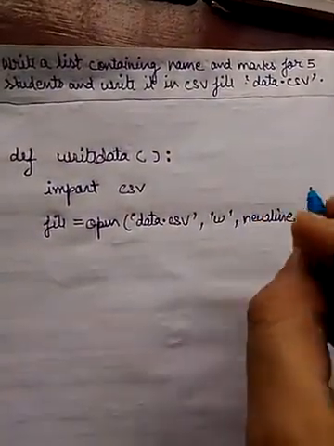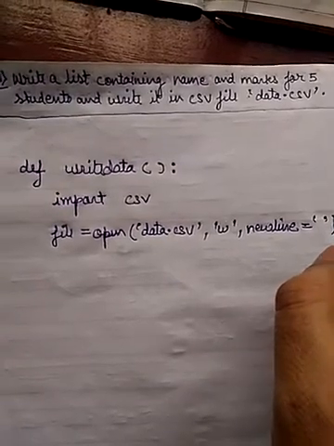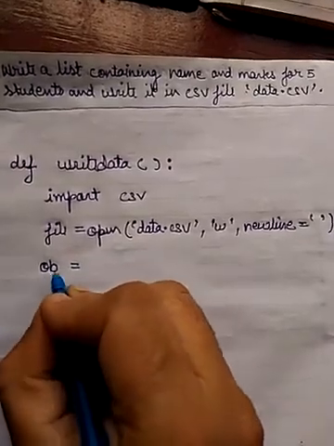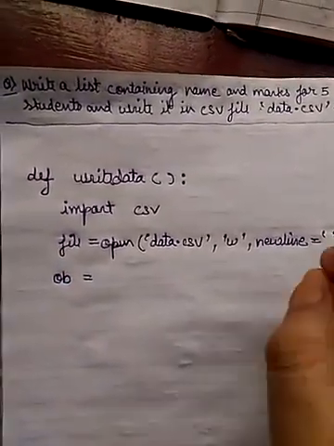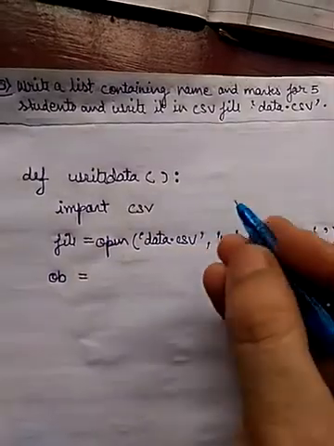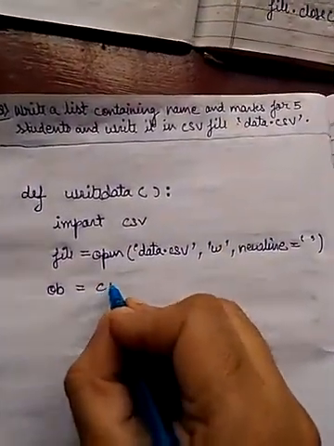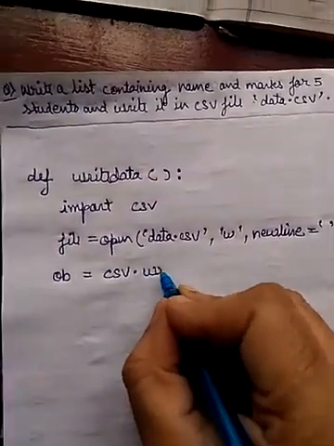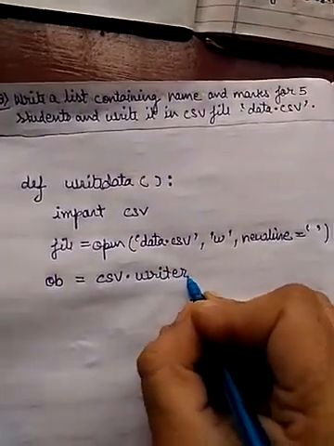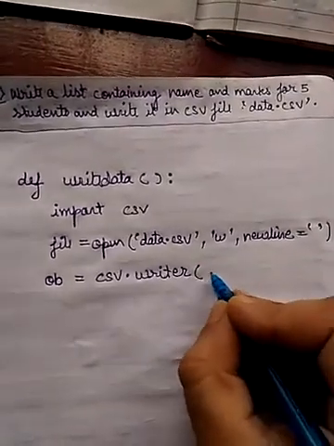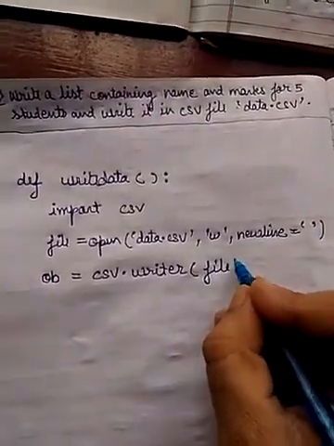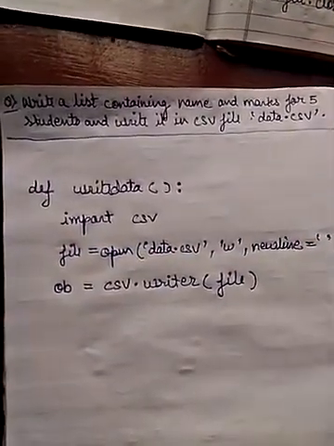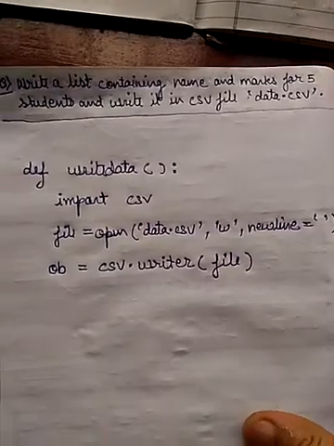Now you have to create an object of CSV writer. So I am creating object. This is the name, which could be anything. I am simply writing OB, it is for object. Object equal to csv.writer, and in that you have to pass this file. This is the parameter which you have to pass. Now we have created the object of writer.